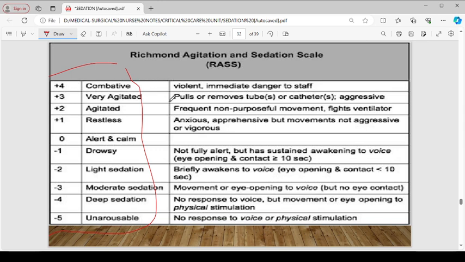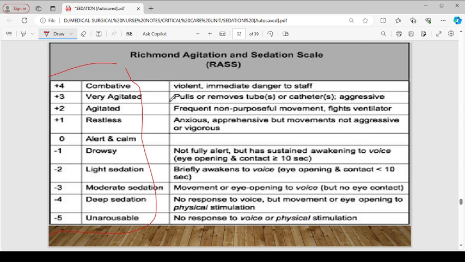If the patient is pulling or removing tubes or catheters and is very aggressive, that will be very agitated, +3. Where there is frequent non-purposeful movement, fights the ventilator, agitated, that is +2. Then if the patient is anxious, apprehensive, but movements are not aggressive or vigorous, that will be restless, and that will be a +1. Okay, if alert and calm, that is 0.